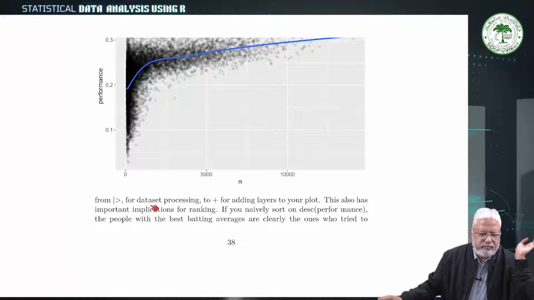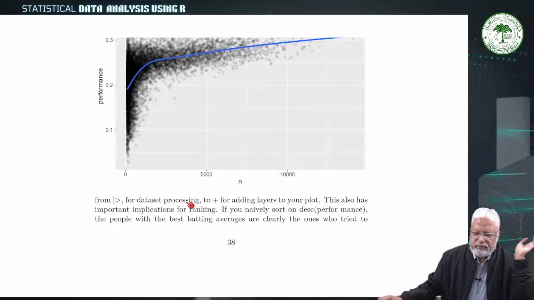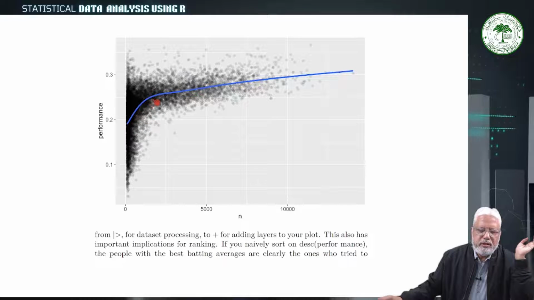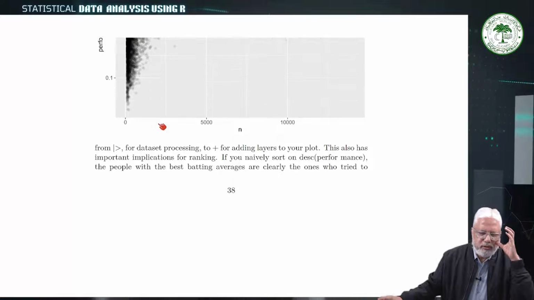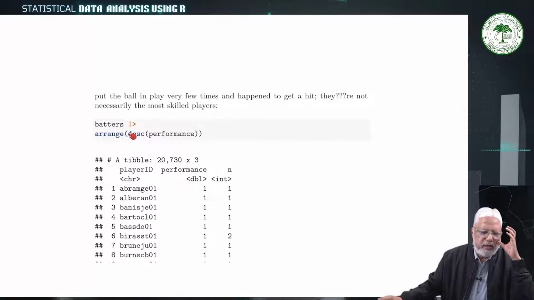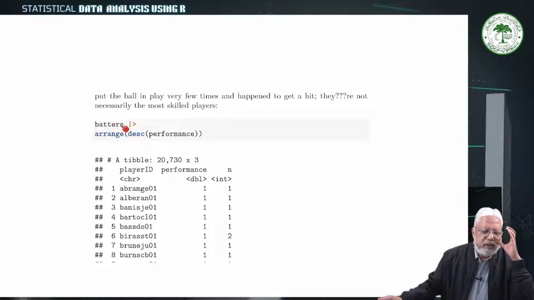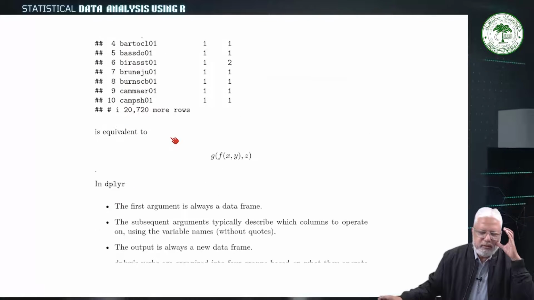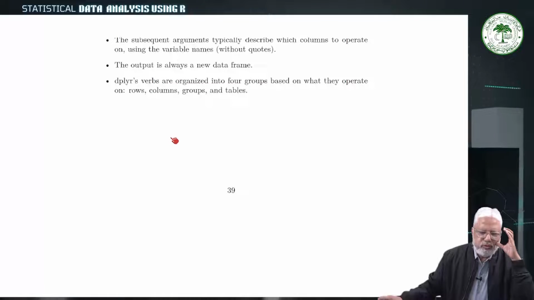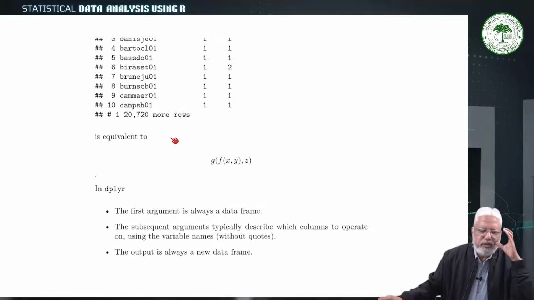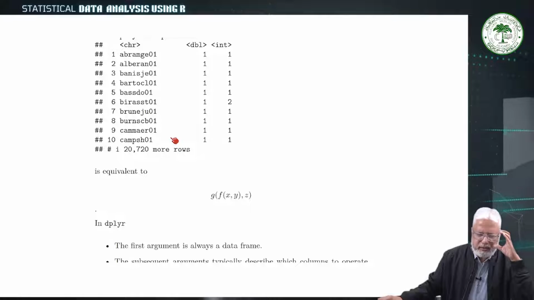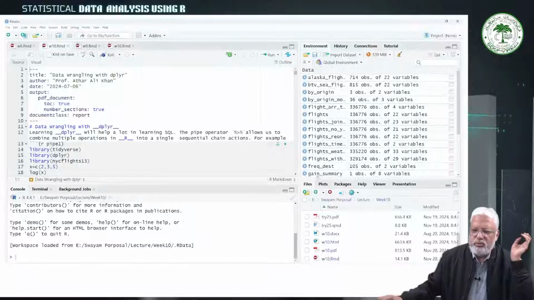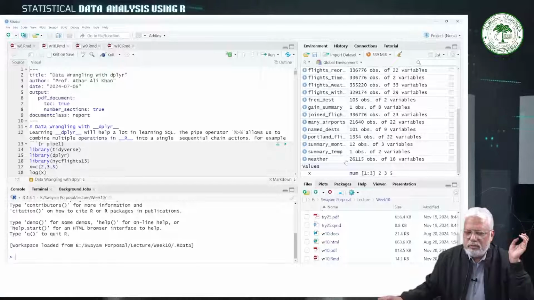From the data set processing. Yes. So this is the performance versus number of hits. Batters, and then we are arranging in decreasing performance. So this is all about the dplyr section.